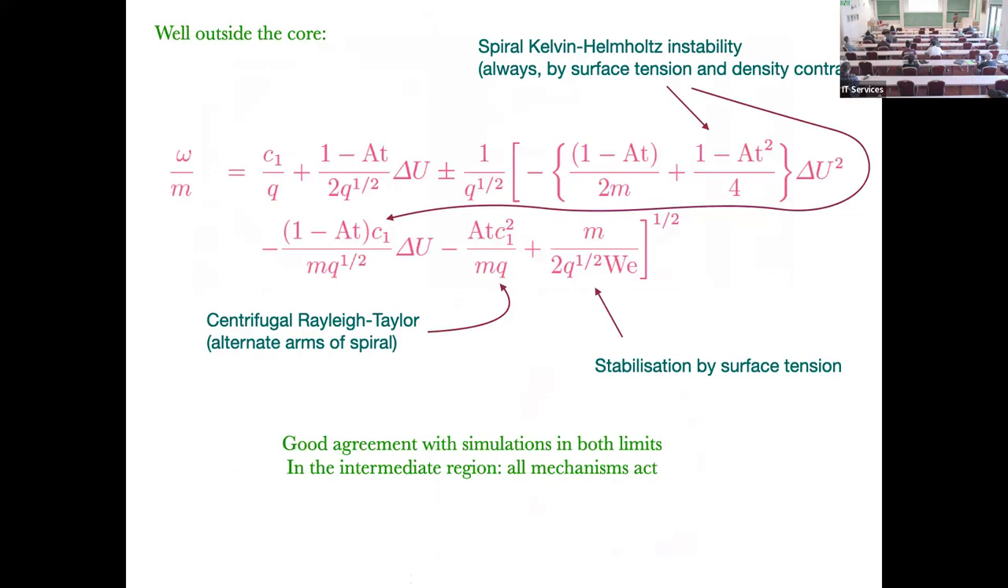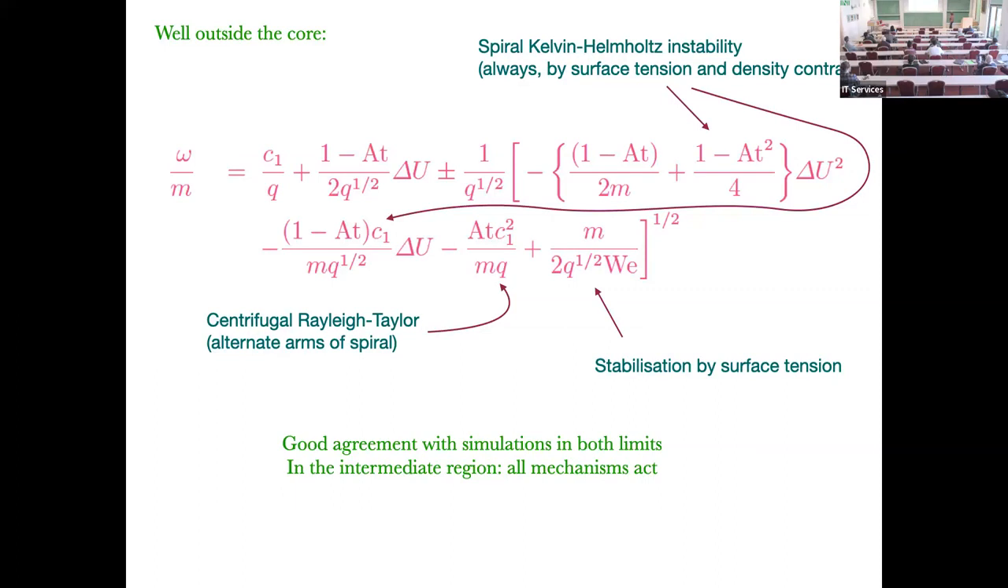Now that was the mechanics inside the core that you saw. What happens outside the core is a much more complicated expression. It doesn't really matter. But here you have an Atwood number driven centrifugal Rayleigh-Taylor instability, which comes from the fact that there is a radial gravity, or a centrifugal acceleration, away from the vortex. It's just coming out of that. It's a standard Rayleigh-Taylor on alternate arms. There is the standard stabilization by surface tension. M is a circular wave number now.